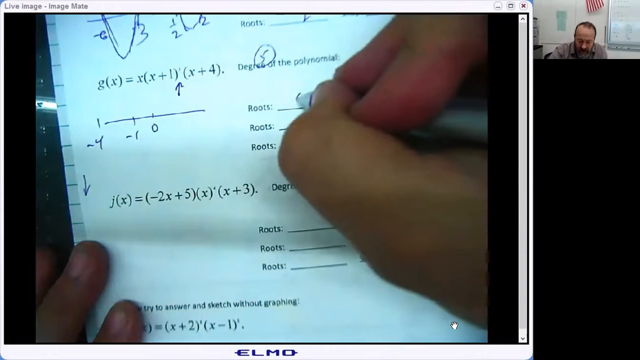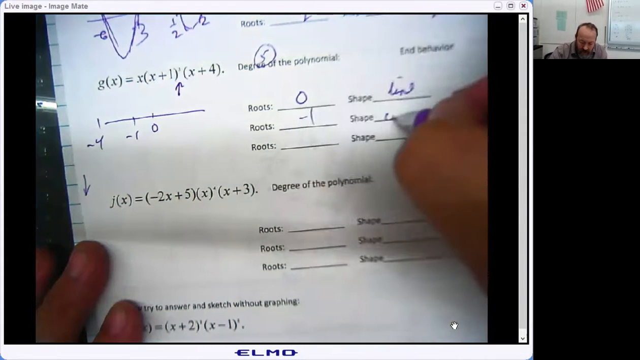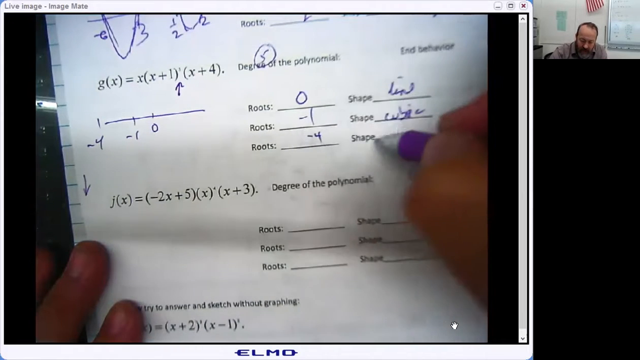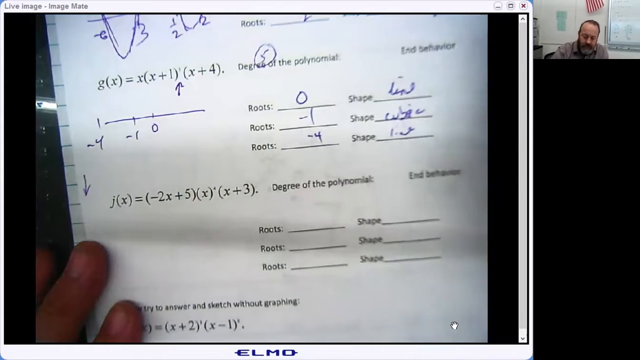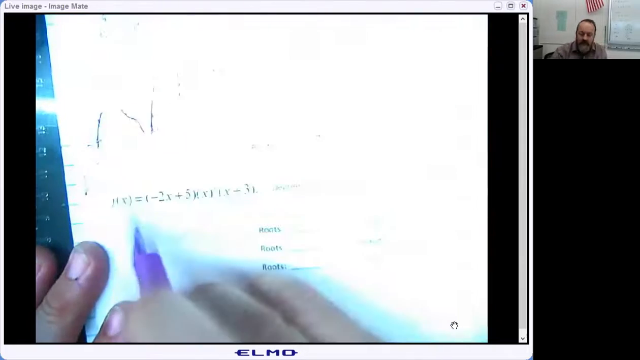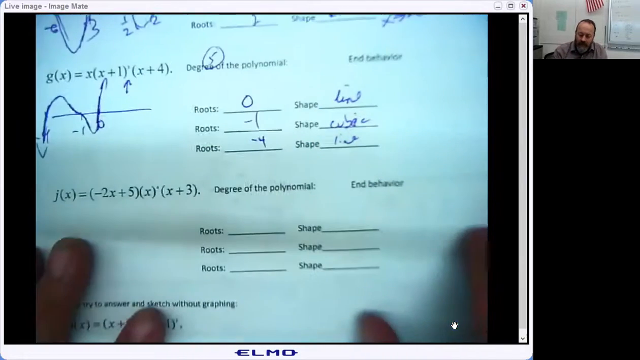The roots are at 0. Its shape is a line. The root is at -1, which should be some kind of a cubic, and at -4, which again is a line. So what I see is it's going to come through like a line in here. It's going to have some kind of an S-curve here and some kind of a line here. And so if I play connect the dots, it's going to come like this, dip back down and have it, but you should see, if you zoom in on it, a little bit of an S-curve there.